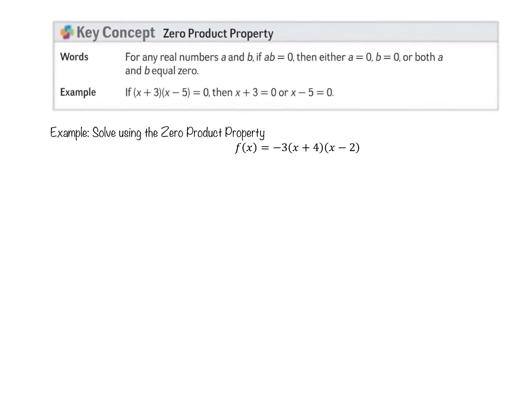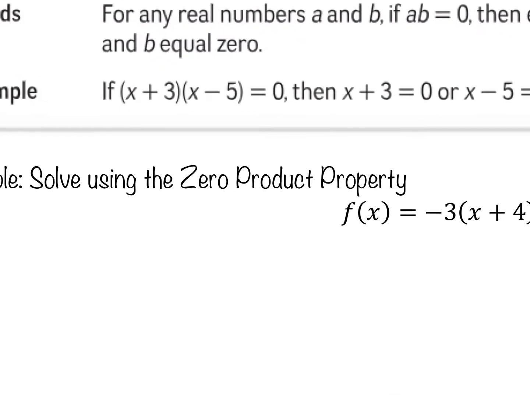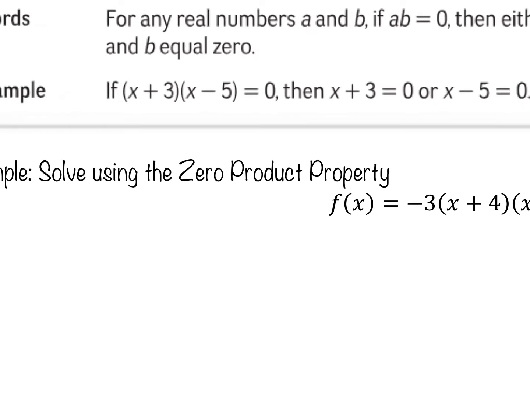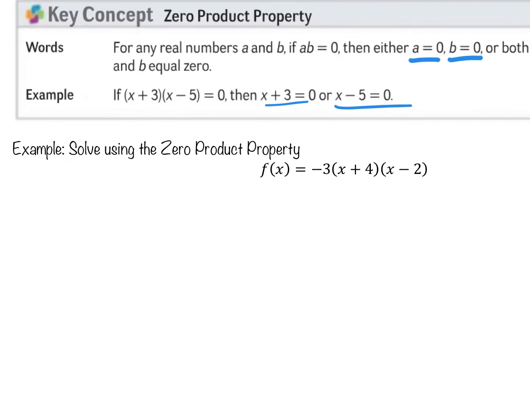Okay, so let's talk a little bit about the zero product property. Basically, the zero product property says if you have two numbers that are multiplied together and it equals 0, that means a equals 0, b equals 0, or both a and b are equal to 0. So what that allows us to do is if we have two factors, like x plus 3 times x minus 5, that is equal to 0, then we know one or the other or both of them are equal to 0. So we can take each factor, set them equal to 0, and then we can solve for x. So that's how we're going to use the zero product property today to solve.